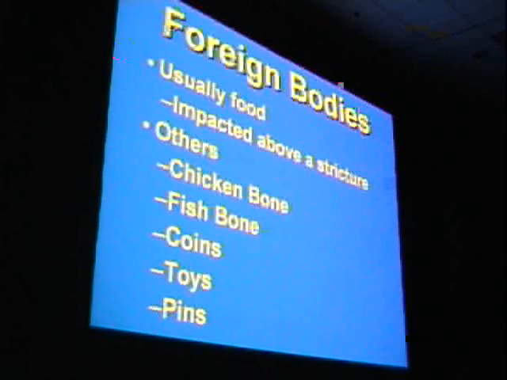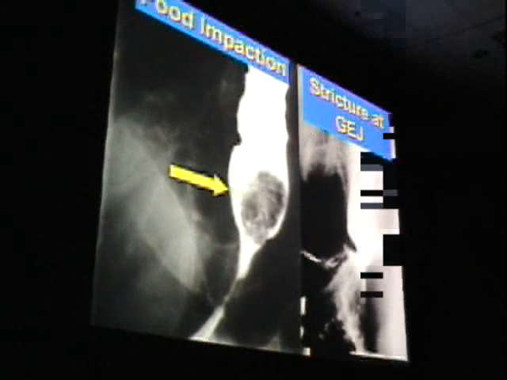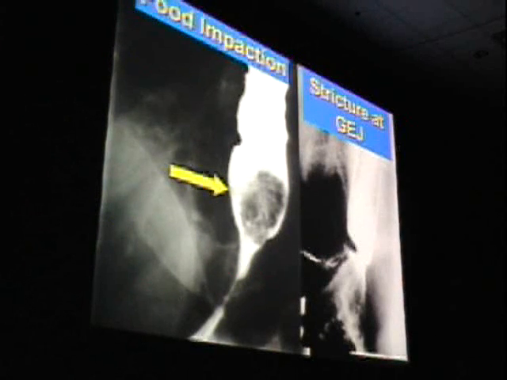Most of the time when we have food impacted, it's above a stricture. We also can have a variety of other things that patients swallow, as you see listed there. Here's somebody with a meat impaction, and basically has a stricture at the GE junction producing this meat impaction.